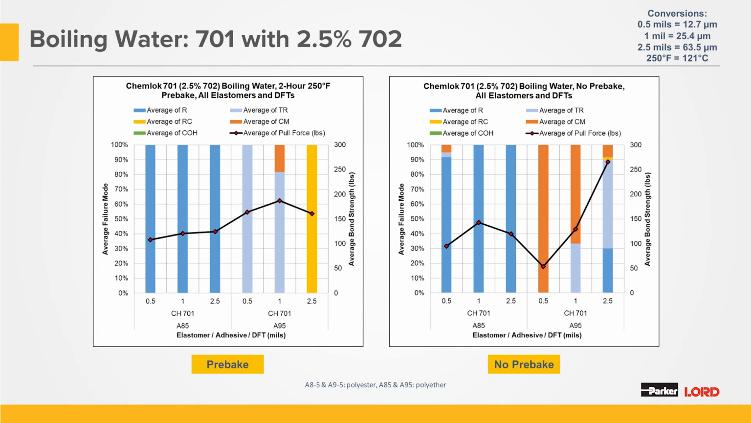Now we're viewing boiling water results at the 2.5% curative ratio. With a pre-bake, the lower durometer A85 elastomer yielded a higher rubber retention than A95. In contrast, we can see that there's a higher bond strength with the A95 than the A85. This pattern is common given that there's a difference in the durometers. Without pre-bake, we once again can see that the A85 has better rubber retention than A95. The highest bond strength, exceeding 250 pounds per square inch, occurs at the 2.5 mil condition on the A95 compound.